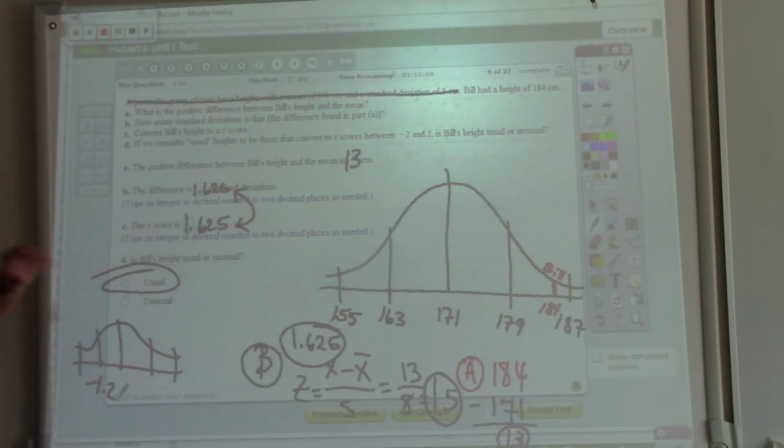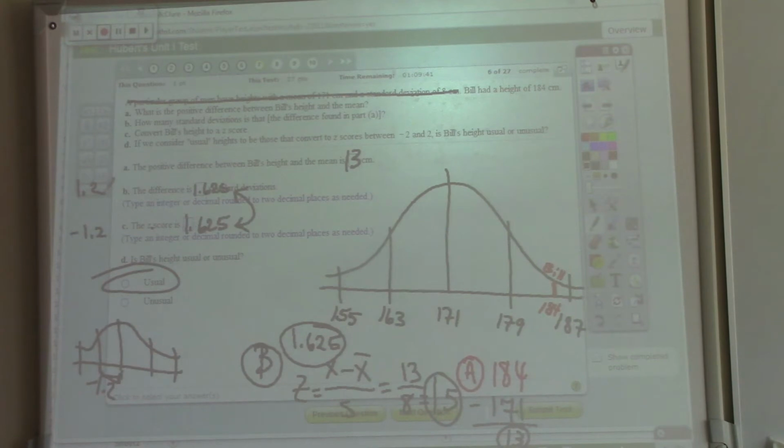So negative 1.2 would go right here because the z-score is negative 1.2, but the distance between here and here is 1.2 without a sign, because distance can never be positive or negative. Gotcha. That's a test question. We'll see a couple of those on the test.